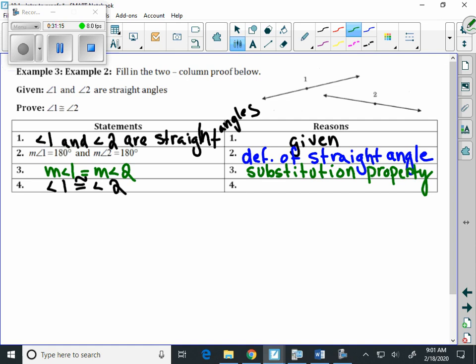So lastly, how did we go from the measure of angle 1 equals the measure of angle 2 to our final statement, which is that angle 1 is congruent to angle 2? Well, what we did is we just converted. It's the definition of congruence. If they're equal, then they're congruent. If they're congruent, then they're equal.